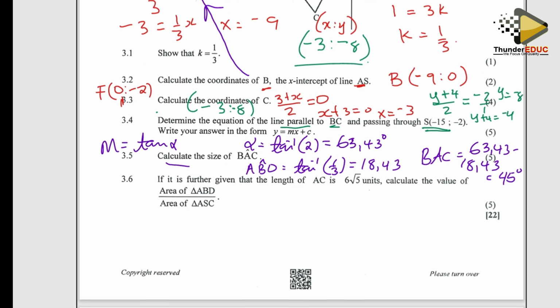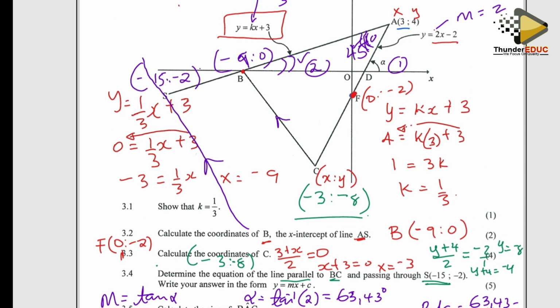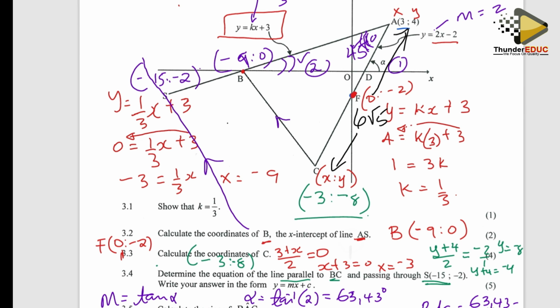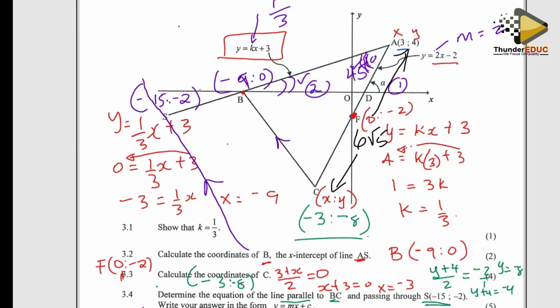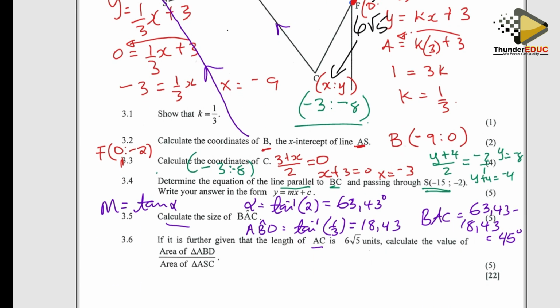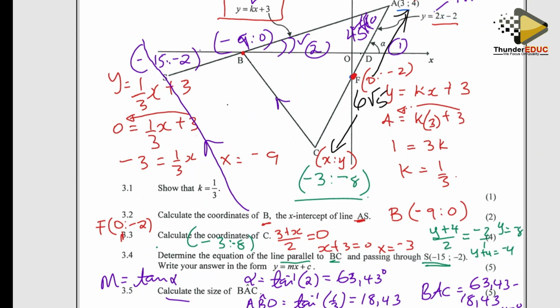All right, then 3.6. It is further given that the length of AC is 6√5. Let's use black now. This is a 6√5 from there up to there. Okay, what do they want? They want us to get the ratio, the area of ABD, and then the area of ASC. So if this is connected, we need to get the area of that.